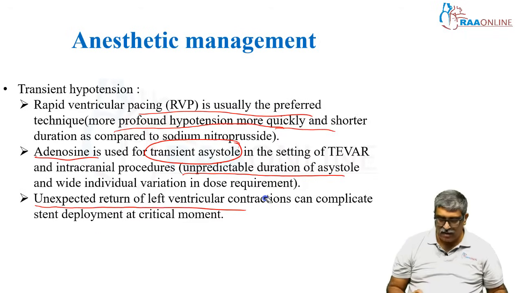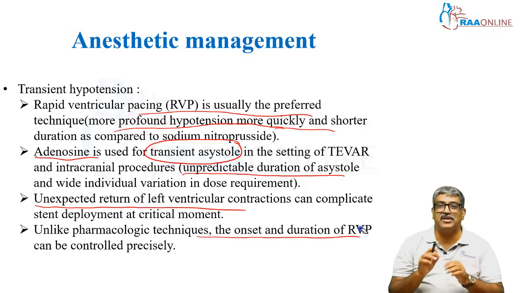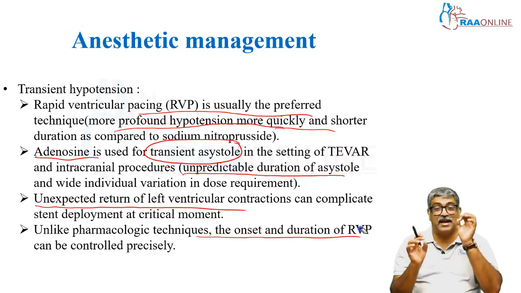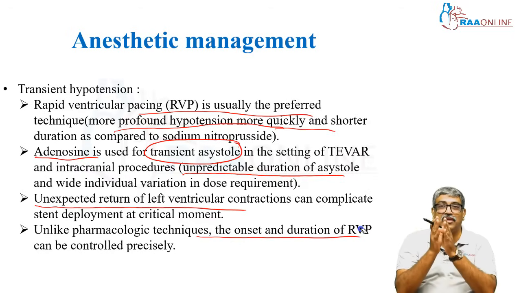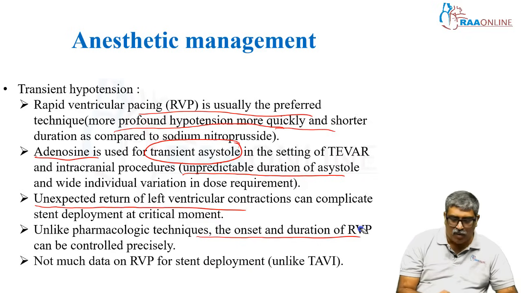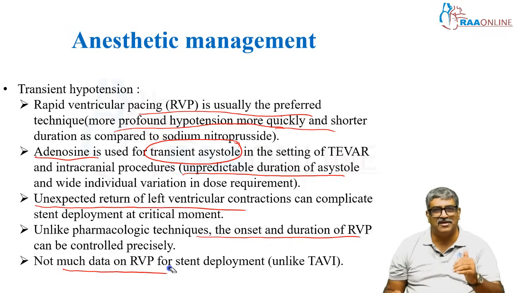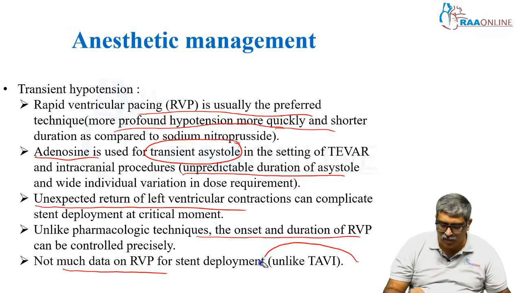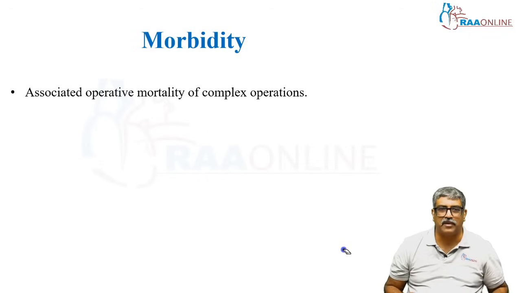Unlike the pharmacological technique, the onset and duration of rapid ventricular pacing can be controlled precisely. You can have the control and you can decide how long the rapid ventricular pacing is needed. However, there is not much data on rapid ventricular pacing for stent deployment. Rapid ventricular pacing is mostly used for TAVI but not for stent deployment.